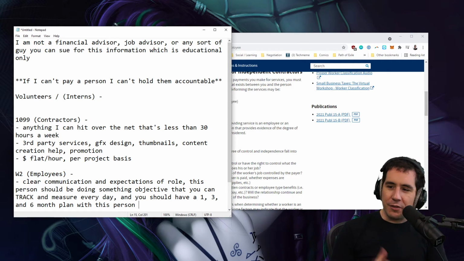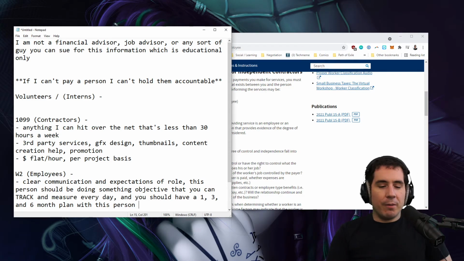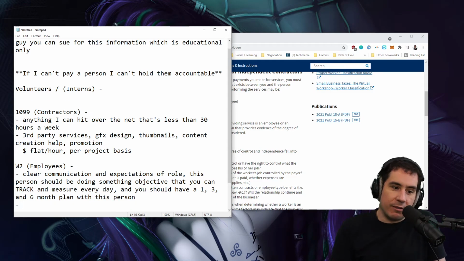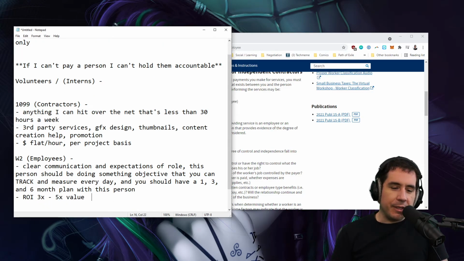You should know the service that you're paying for, right? And that goes back to KPIs for everything, objectives for everything. Probably a separate talk I need to do for just that on its own. But yeah, going back to that 1, 3, 6 month plan for that employee, you should attach an ROI value, right? That's at least 3 to 5x what you pay. But if you can 2x it, great. You're doing better than me if you can do that. So ROI 3x, 5x value. If you can do 2, great.